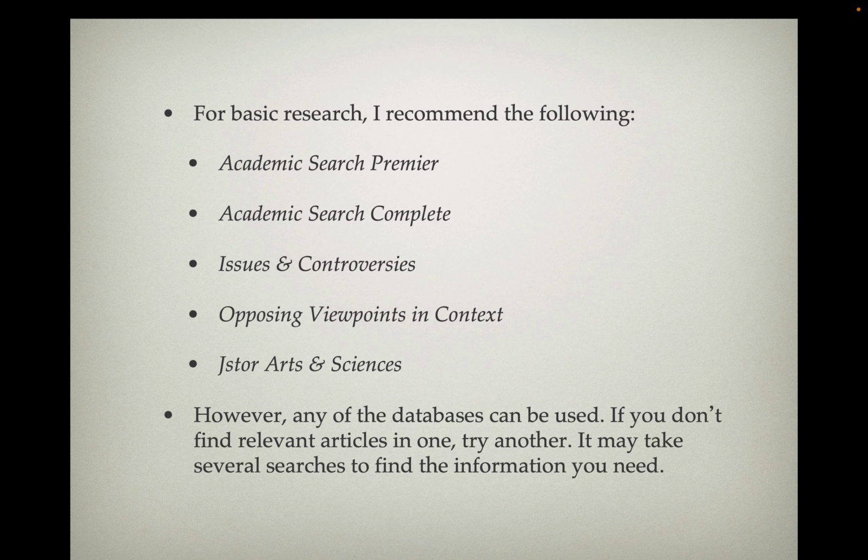There are a few that I recommend, starting with Academic Search Premier, Academic Search Complete. Those are just real basic. They're going to pull up just kind of general articles about different topics. Issues and Controversies has more like recent topics. It's going to be more current information. Opposing Viewpoints and Context, that has some great pro-con type articles that's helpful in the beginning of a research project. And then JSTOR Arts and Sciences is a little more hardcore, like if you're doing something having to do with education or psychology or medicine, like cloning or something like that, you would be able to find in JSTOR.